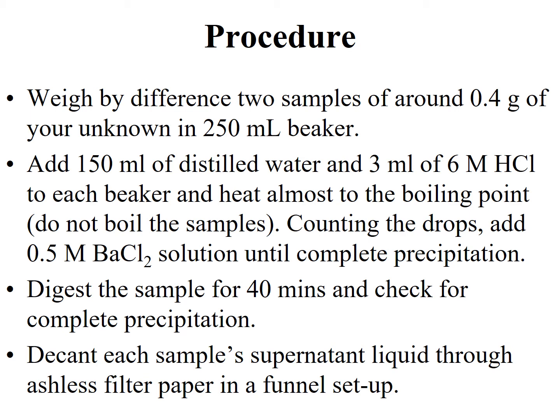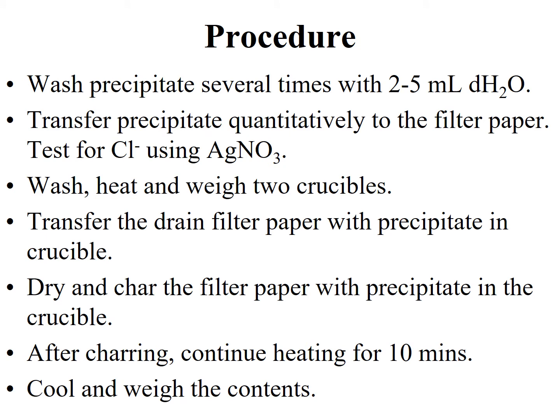While you're doing this digestion, you can set up two funnels with properly folded ashless filter paper. Once you test for complete precipitation, you can decant each sample's supernatant liquid through the ashless filter paper in the funnel setup. Then you're going to wash your precipitate several times with 2 to 5 ml of distilled water. And using a rubber policeman, you transfer all the precipitate quantitatively to the filter paper.